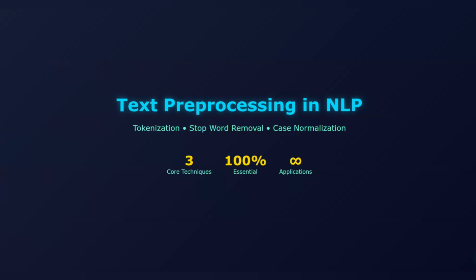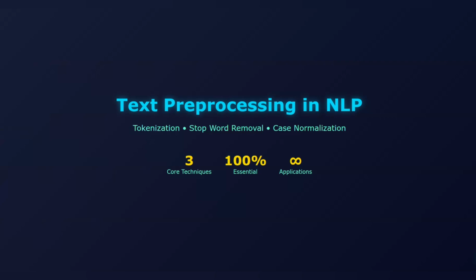We'll cover three essential techniques. First, tokenization, breaking text into bite-sized pieces. Second, stop word removal, filtering out the noise. And third, case normalization, making everything consistent. By the end of this video, you'll be able to transform messy, raw text into clean, structured data that's ready for any machine learning model.